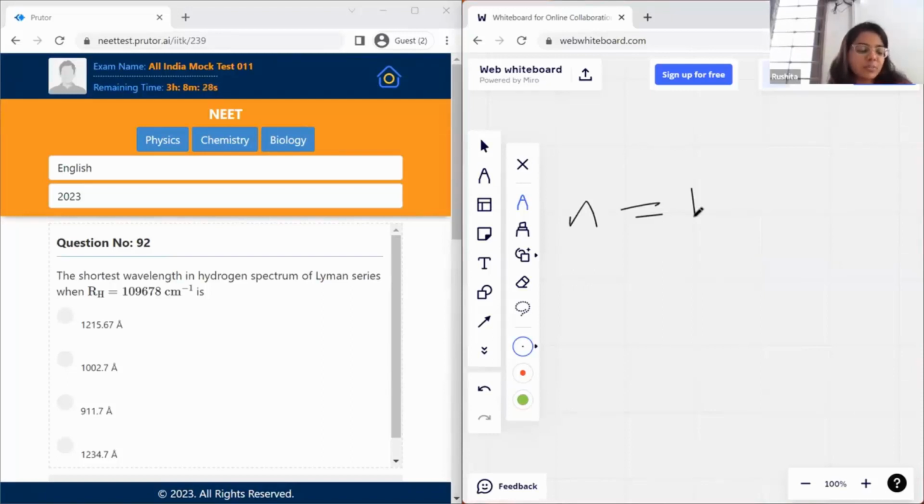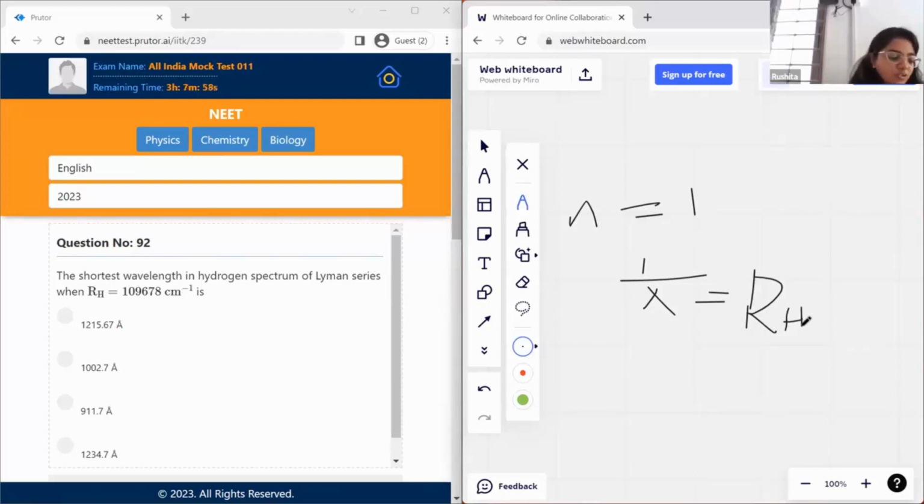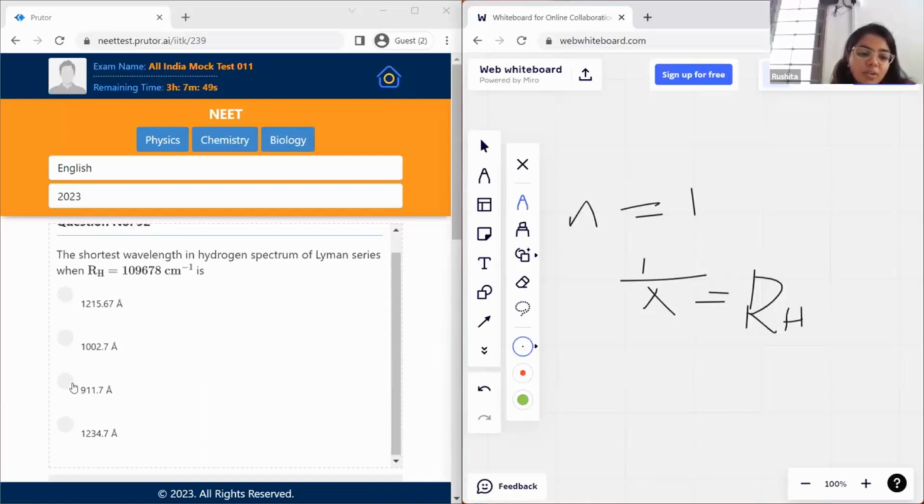Then the formula will be, if we just substitute the values: 1 by lambda would be RH times (1 by n1 square minus 1 by n2 square), and the value of RH is given. 1 by n1 square will be 1, so 1 by lambda would be RH. So lambda would be the inverse of RH, which, if we calculate 1 by 109,678, is 911.7 angstrom. So that would be the first one.